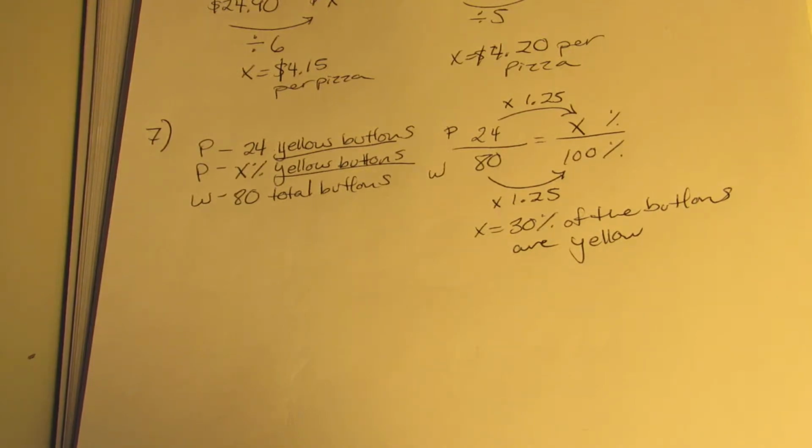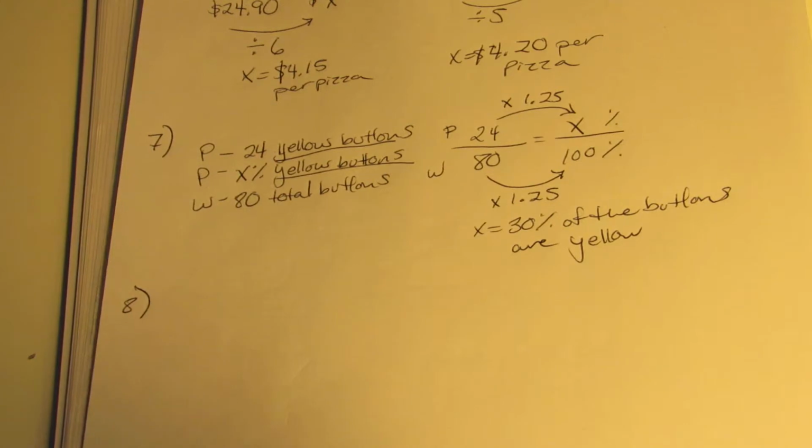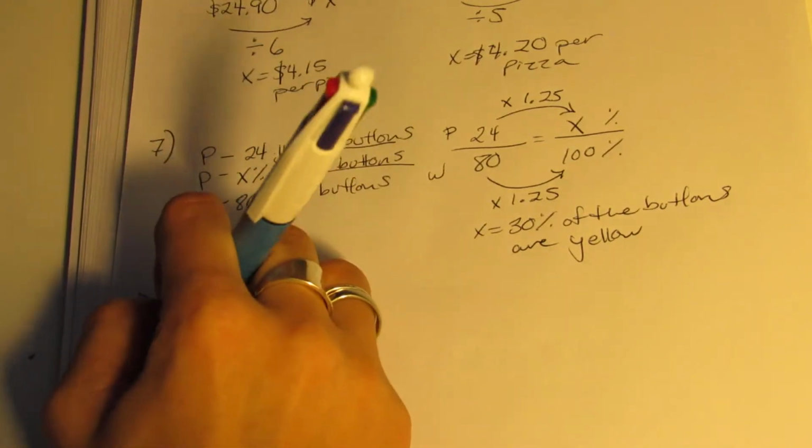Number 8 says, Larry made $24 washing dogs. He gave 40% of his earnings to his mom. How much money did he keep for himself? Again, I see a %, so this is an alarm going off saying, okay, Alex, you need to go ahead and write part, whole.